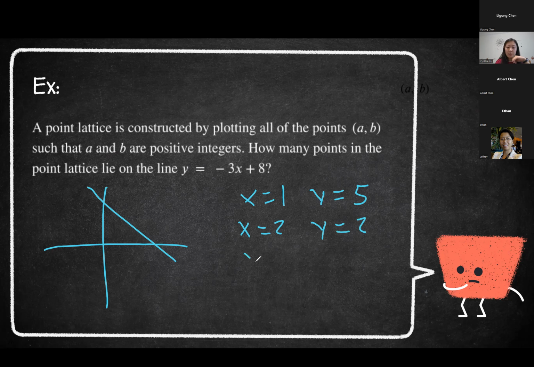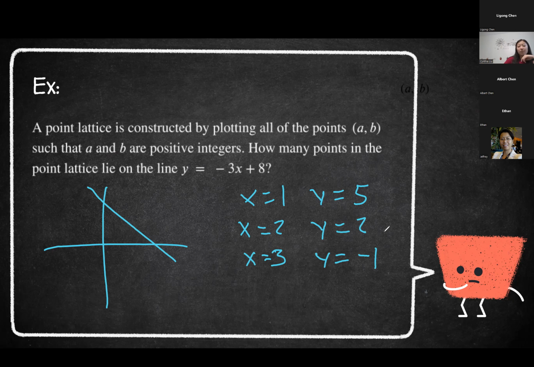And then for x equals 3, y is equal to negative 9 plus 8, which is negative 1. Here we get that y is a negative integer, negative 1, and in the problem, it says that a and b are both positive. So x equals 3 is not a solution. So we only have 2 points, (1, 5) and (2, 2).